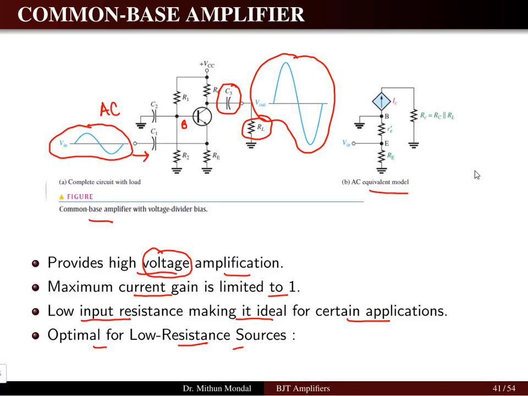The AC equivalent model of this common base amplifier will have the resistor at the output, which is a combination of the collector resistance RC and the load resistor RL, which are in parallel combination, and there is a current source which is the collector current, and we have two resistors which are defining the emitter. One is the actual emitter resistor, another is the AC resistance RE dash.